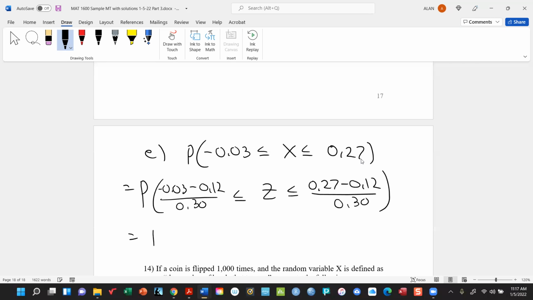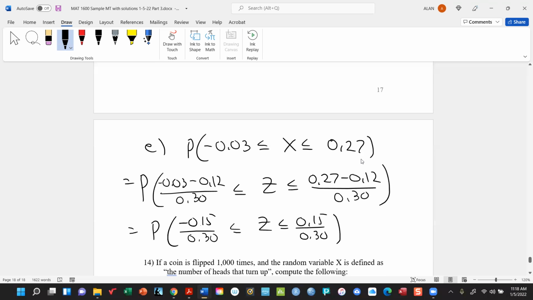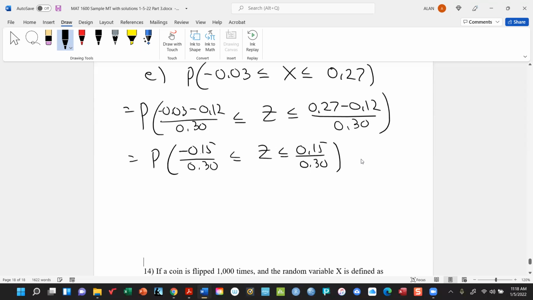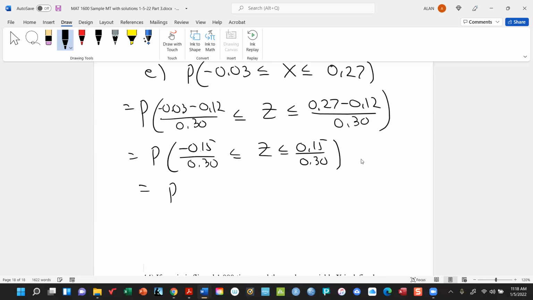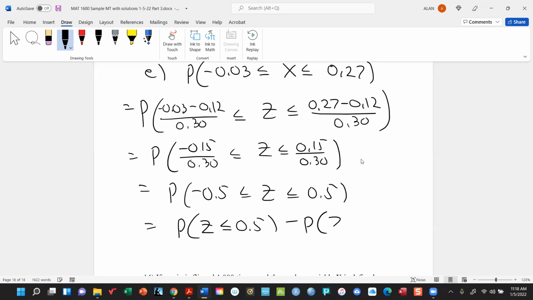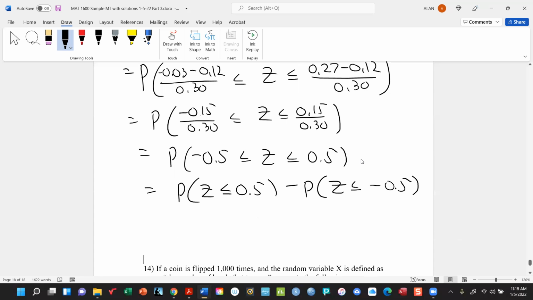And we end up in this case, and when we actually do the calculations, we'll see that this time we're looking at the probability that Z is between -0.5 and +0.5. All right, and so once again, since this is an in-between problem, we can subtract one from the other. And then we can easily look these up in the two tables.